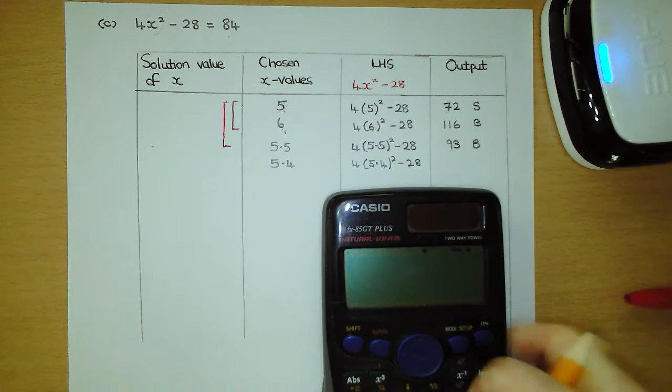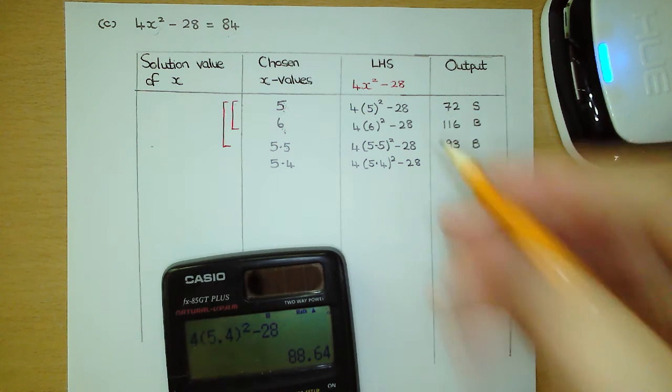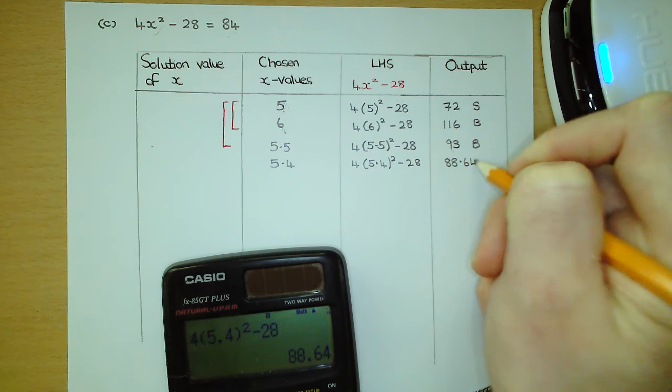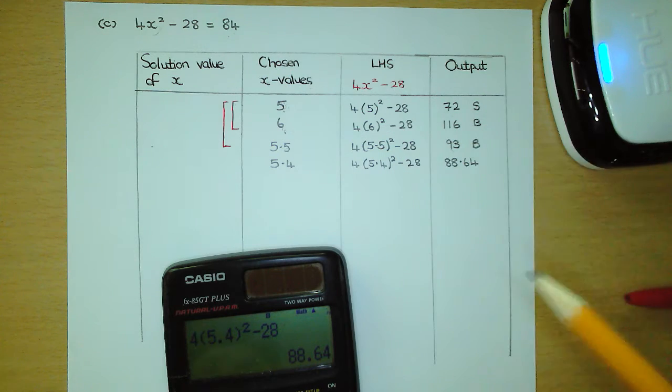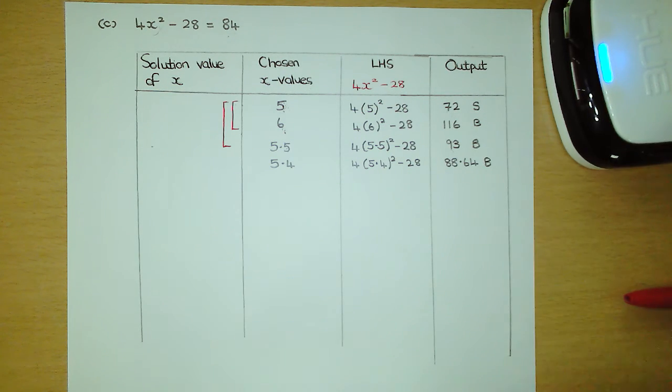Again, we can go to your calculator and type it in carefully. Hit our SD button, that's going to give us 88.64. So our output is still bigger than the target number. So again, we have to recalculate the gap.